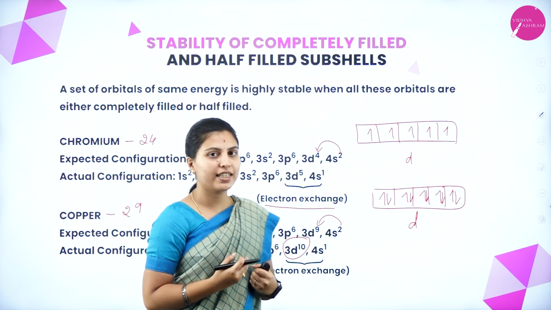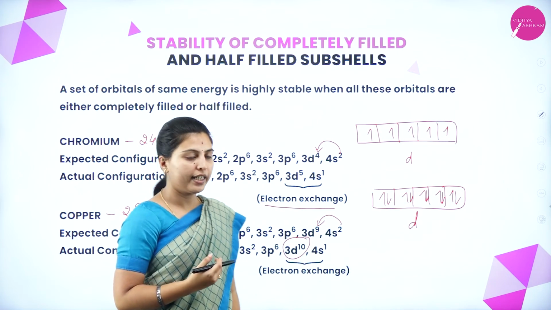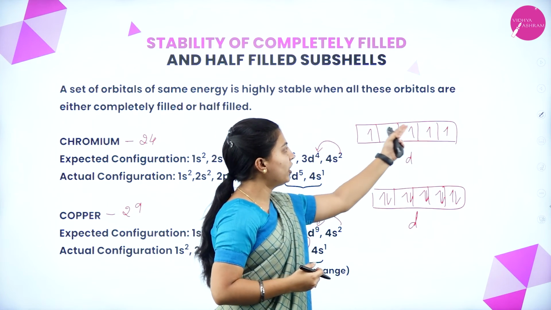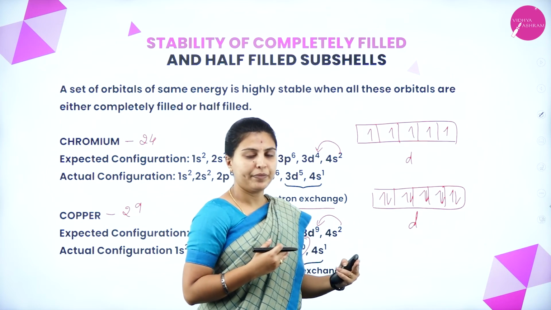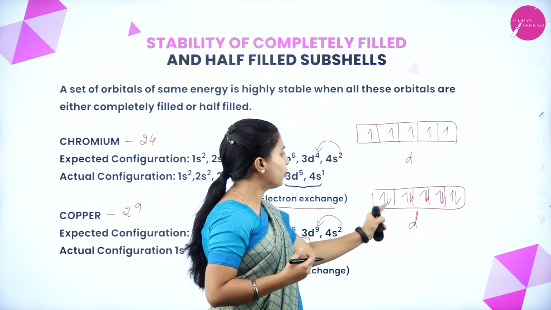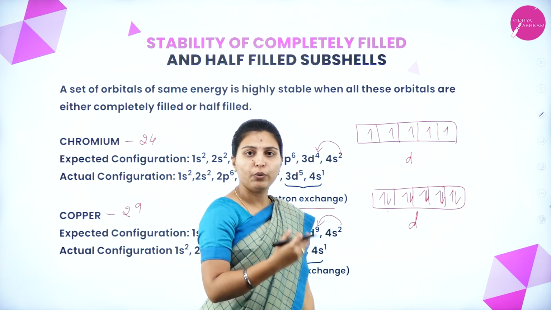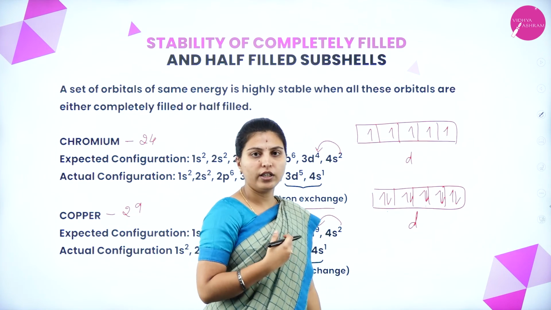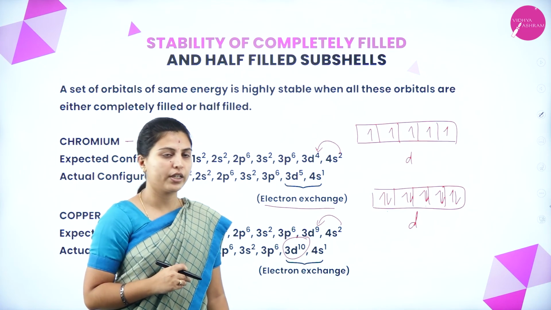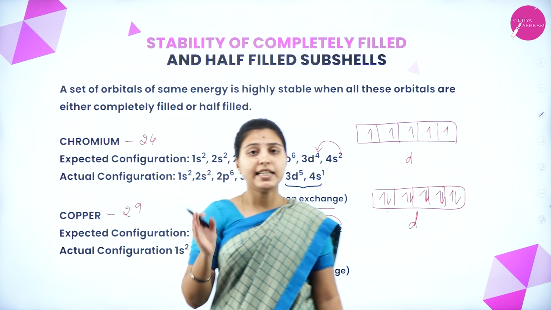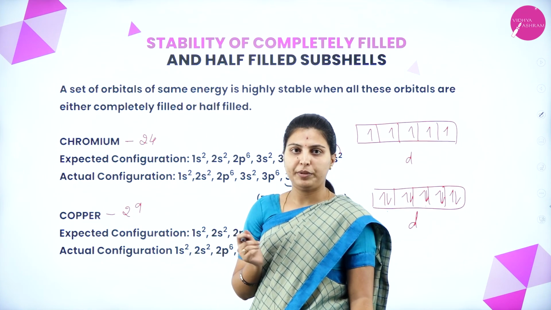About energy exchange, you will read in your higher classes. By seeing this only, you can understand the symmetry. Symmetry means from every side it will look the same. From here also it will look the same. See, 2 electrons, 2 electrons, 2 electrons with opposite spin. Here also all the orbitals are filled with single electrons. These are the two reasons for the stability of the orbitals.